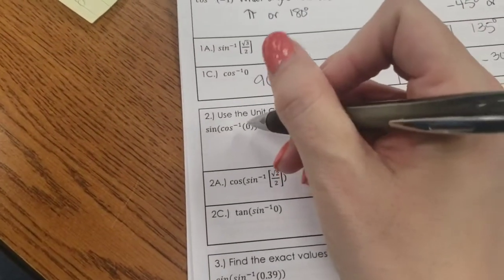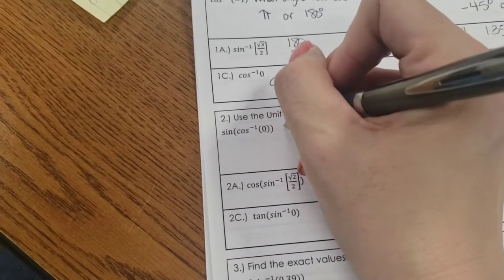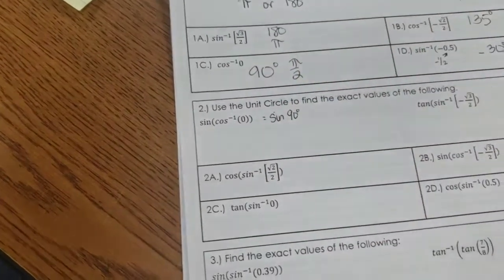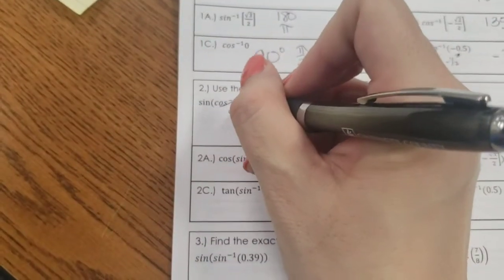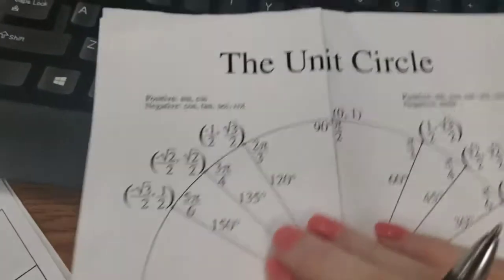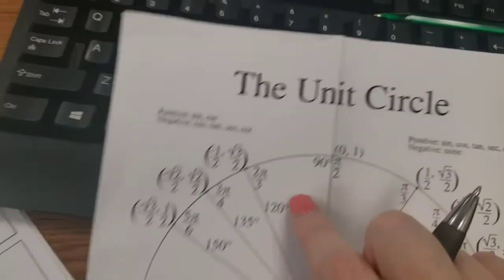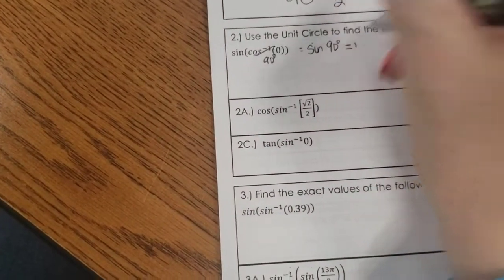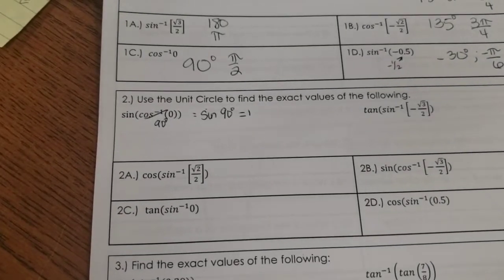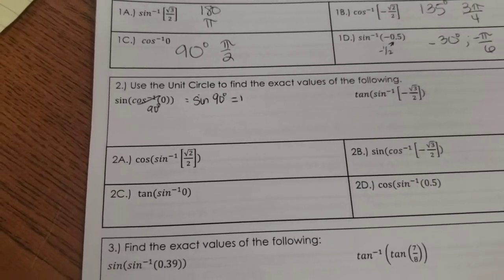It doesn't matter whether we do radians or degrees because we're just going to go back and get the sine of it. So I'm going to rewrite this. This is another way of saying what is sine of 90 degrees because this is 90 degrees. Okay, so now sine of 90 degrees, that means what is the y coordinate of 90 degrees? Well, the y coordinate of 90 degrees is 1. So that's the answer to that one. The sine of the inverse cosine of 0 is the same as the sine of 90, which is equal to 1.